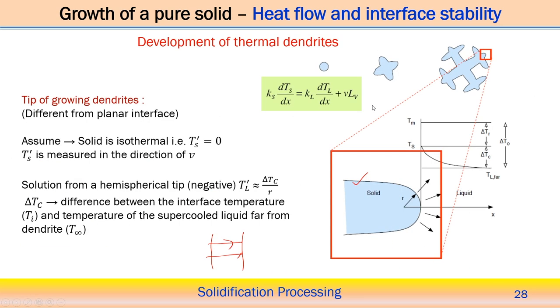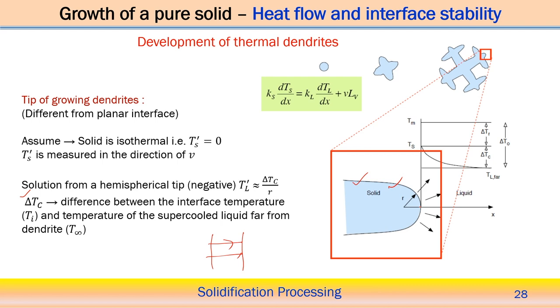Therefore, we can assume the solid is isothermal, that is, the temperature gradient is almost zero in the growth direction. T dot S is measured in the direction of V, the growth direction. Now, the solution for a hemispherical tip: we assume the tip is hemispherical, growing as one part of the dendritic structure in the supercooled liquid. The temperature gradient in the liquid phase at the hemispherical tip is delta Tc by R, where delta Tc is the difference between the interface temperature Ti and the temperature T infinity of the supercooled liquid far away from the dendritic structure.